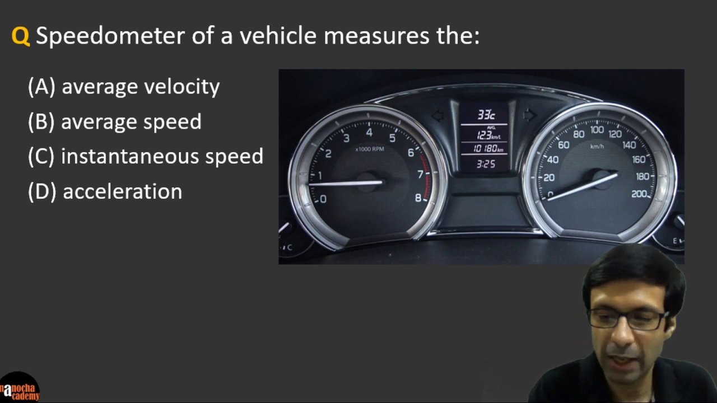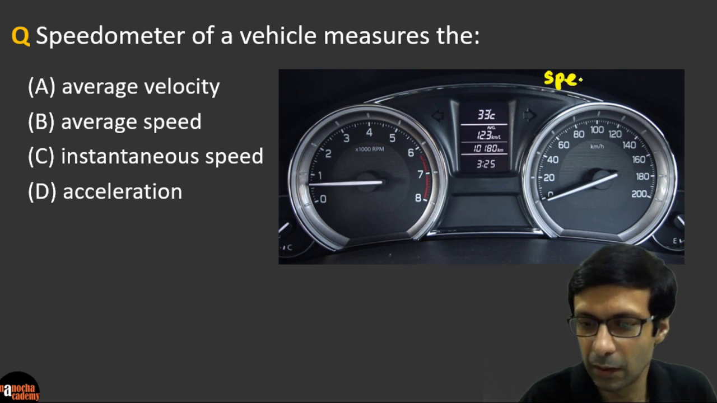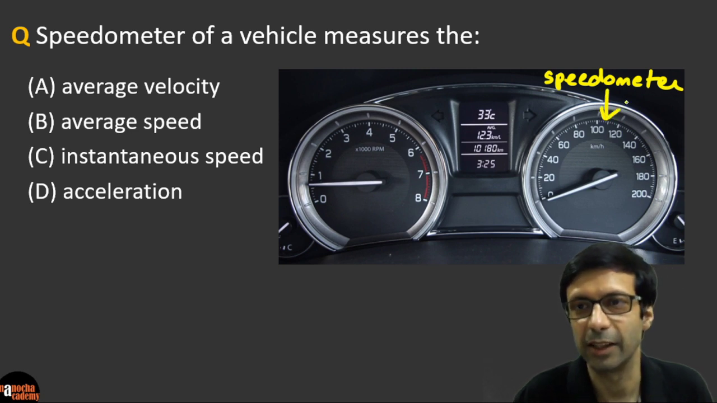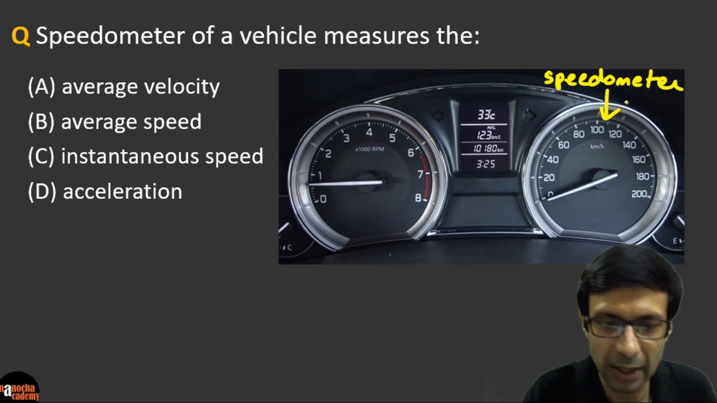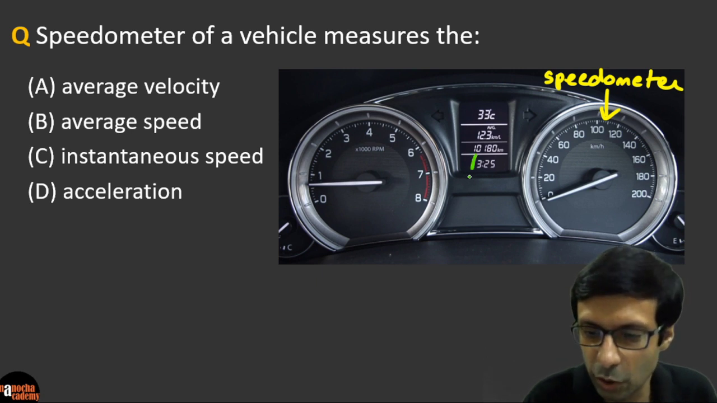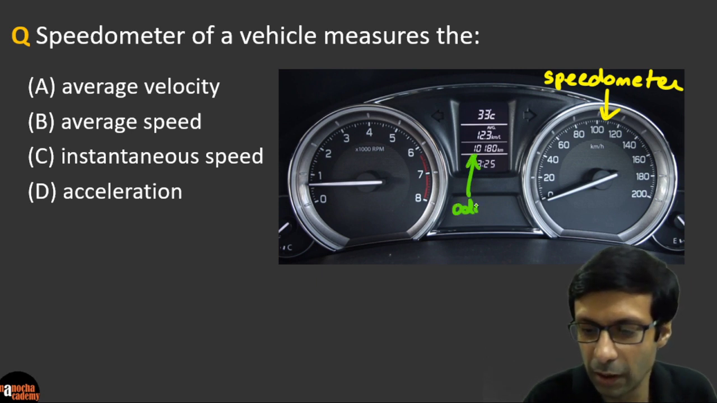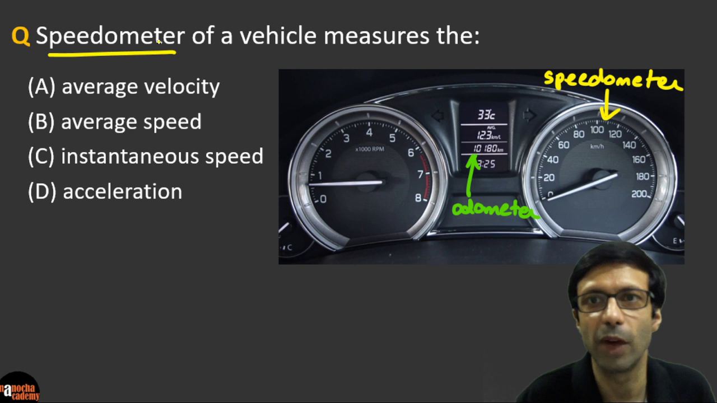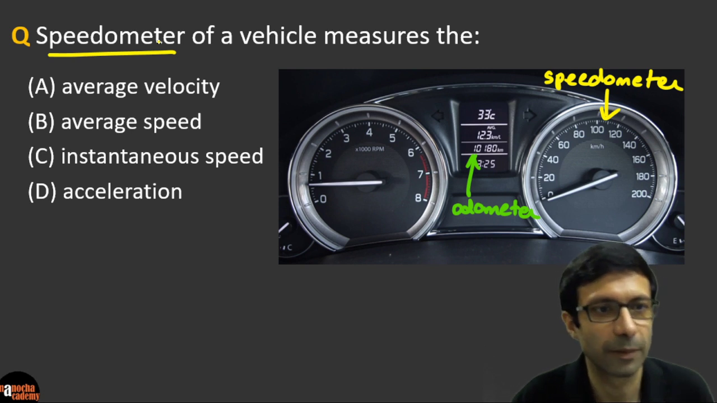Remember, as we discussed, our speedometer is here. This is our speedometer, and it's right here. And remember we had discussed that the odometer was here. This was our odometer, which measured the distance traveled. But this question is asking about the speedometer. The speedometer of a vehicle measures what?